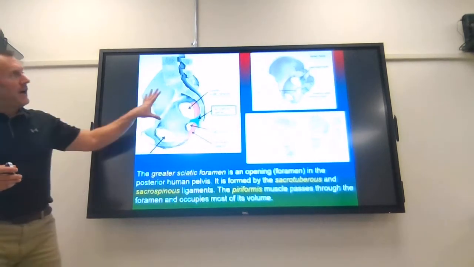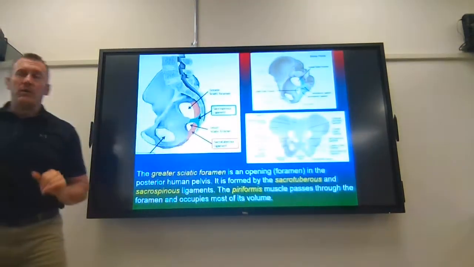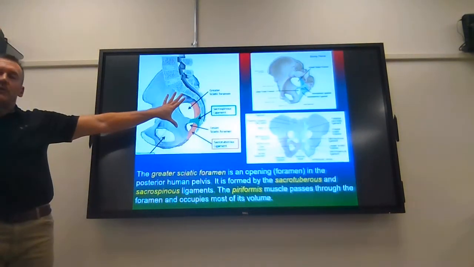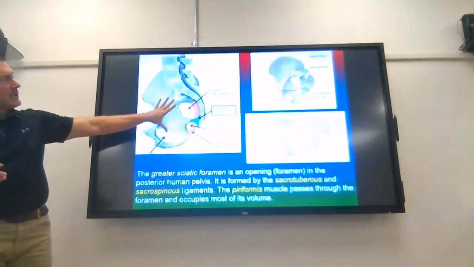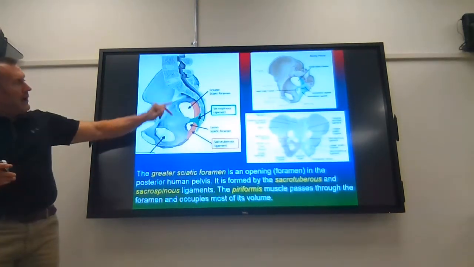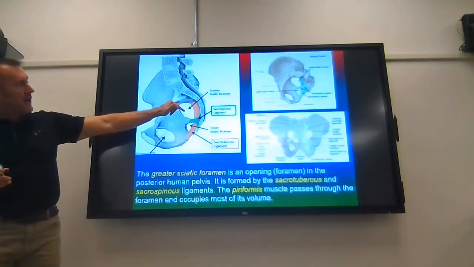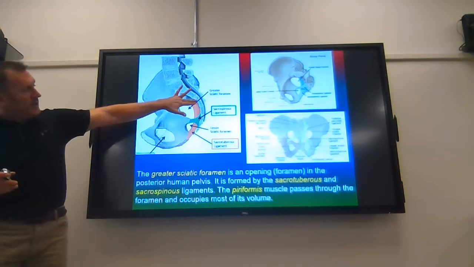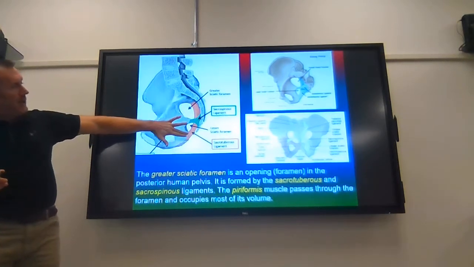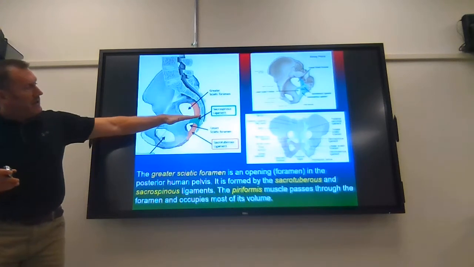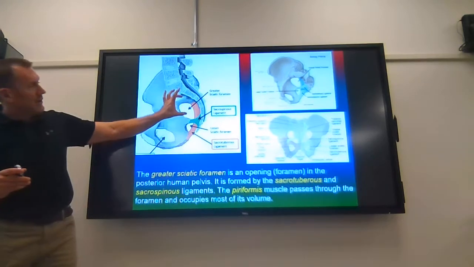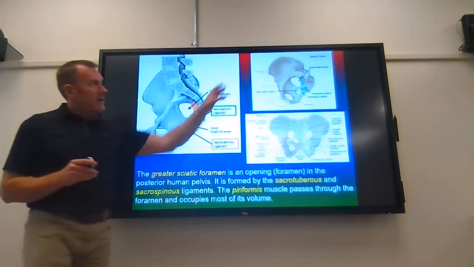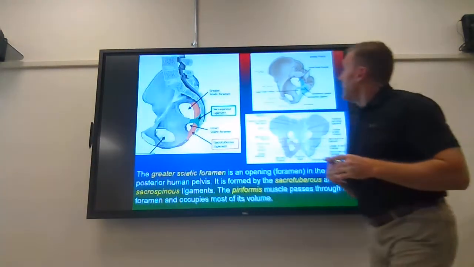What I've provided up here is just some different views. This is a sagittal view. If we cut the pelvis in half, just looking at the right os coxa with the spine and the greater and lesser sciatic notches, we put the ligaments running across the back, kind of making a floor, and we have this foramen, this greater sciatic foramen.